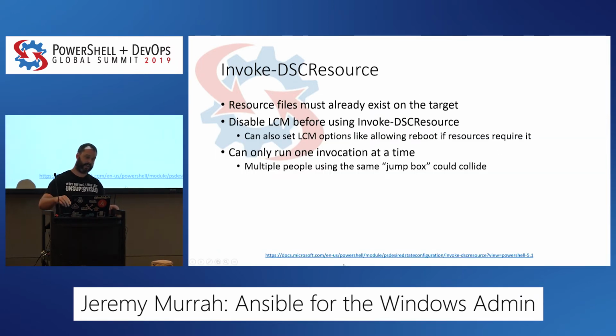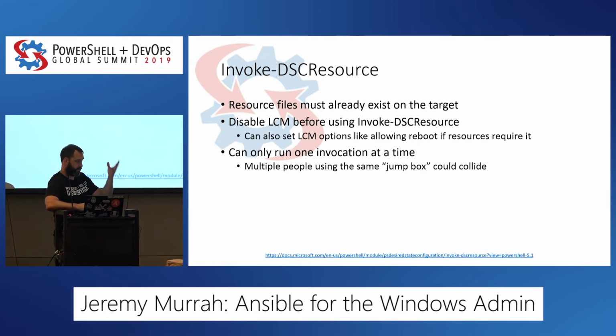Behind the scenes, this is using Invoke-DscResource, which is pretty cool. It just runs a resource. A couple of caveats, though: it's up to you to get your resource files out on your target machine. There's no pull server in this scenario, so you've got to get them out there. And we'll talk about a couple ways of doing that.